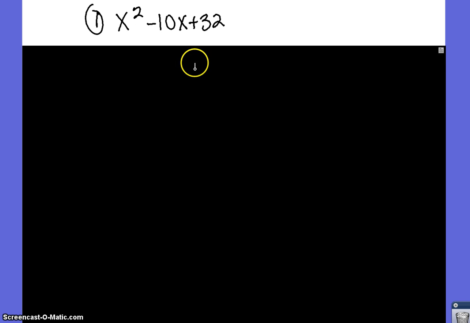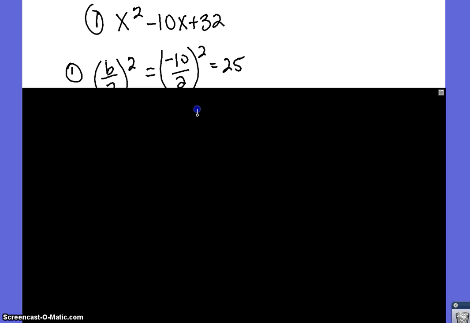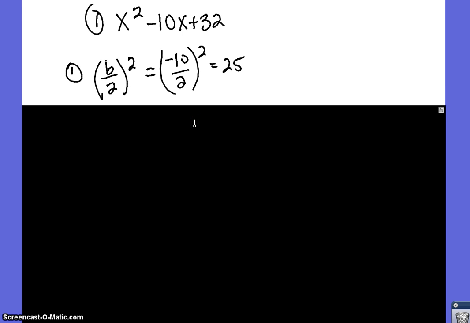Okay, our first step in problem number 1 is going to be to use our formula. Remember, our formula, in order to find what the new c term is going to be, is b divided by 2 and then squared. So my b term in this problem is negative 10. So negative 10 divided by 2 is a negative 5, and negative 5 squared is going to give me 25. So remember, that 25 is my new c term.